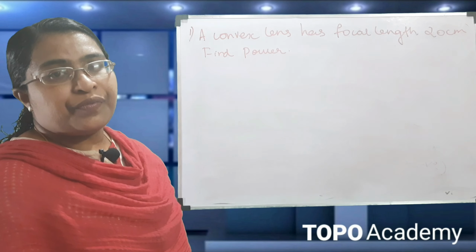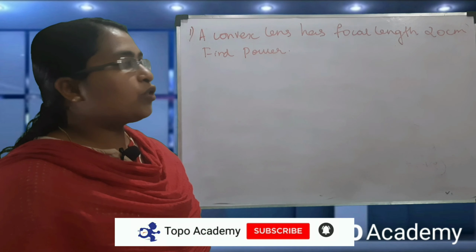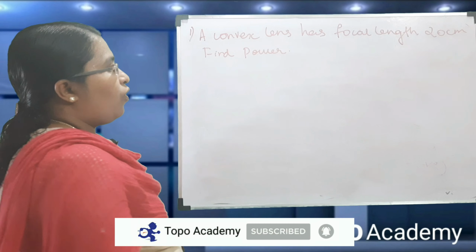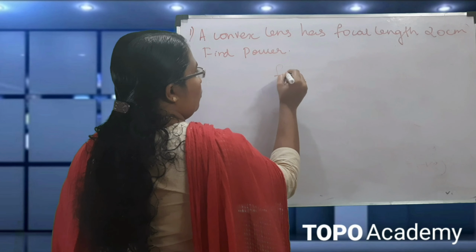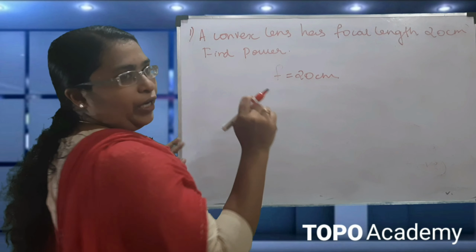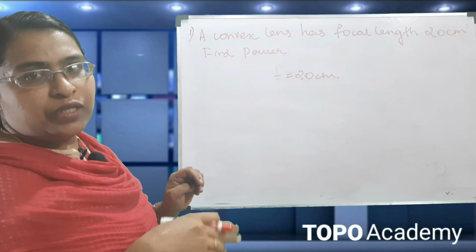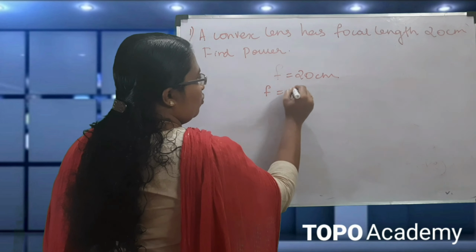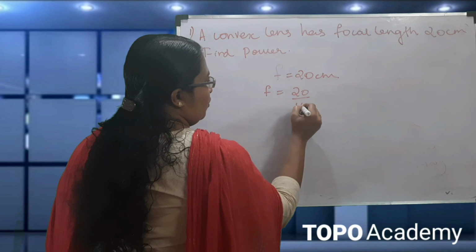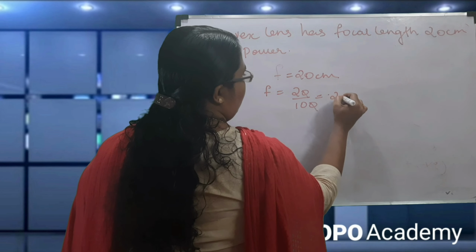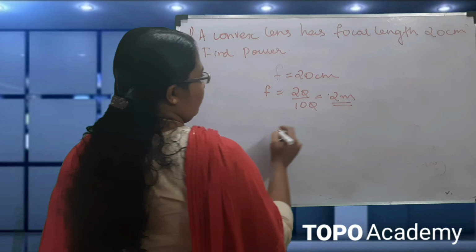So first problem: a convex lens has focal length 20 cm. Find the power. So here the focal length is given, f is equal to 20 cm. To find the power, we have to convert the centimeter to meter. So what we have to do? Divide by 100. So it is 0.2 meter.